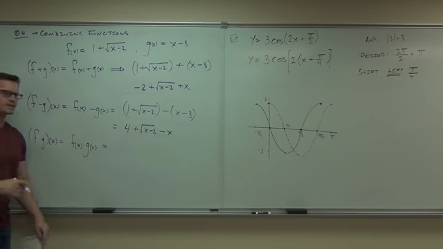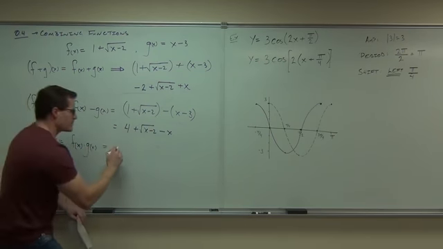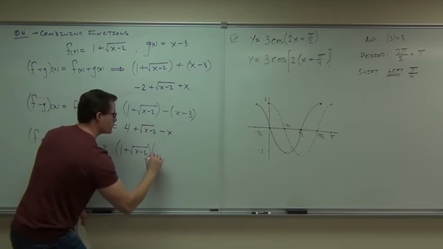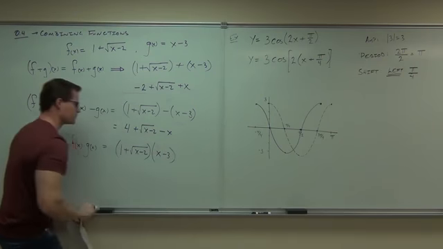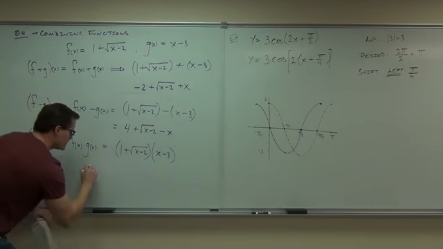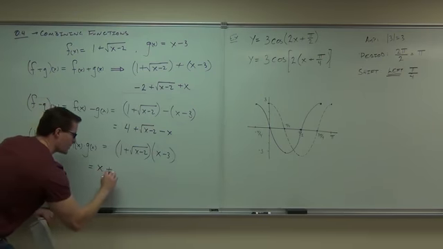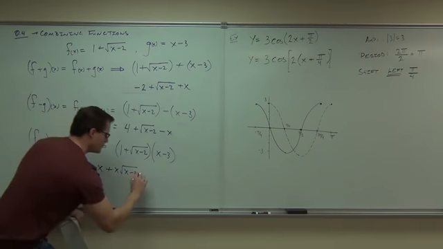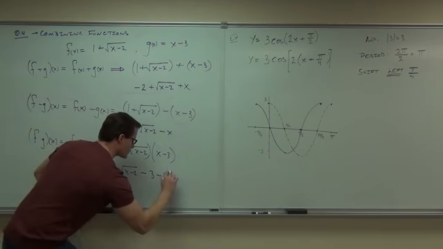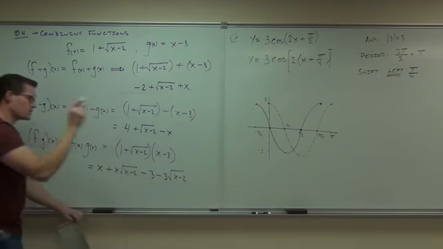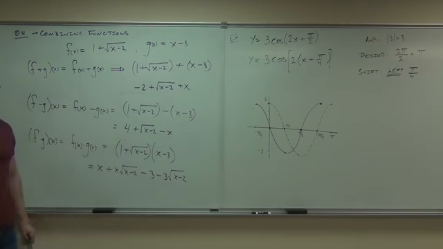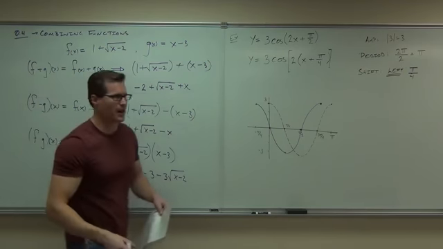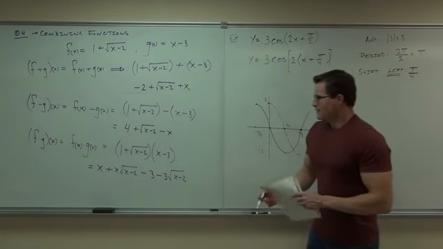If you did f of x times g of x, that's the same thing, only you're going to have to distribute. So in our case, you get something like x plus x square root of x minus 2. Then you'd get minus 3 square root of x minus 2. And there's nothing you can do to combine that. That would be it. Maybe factor that back out, but that's it.